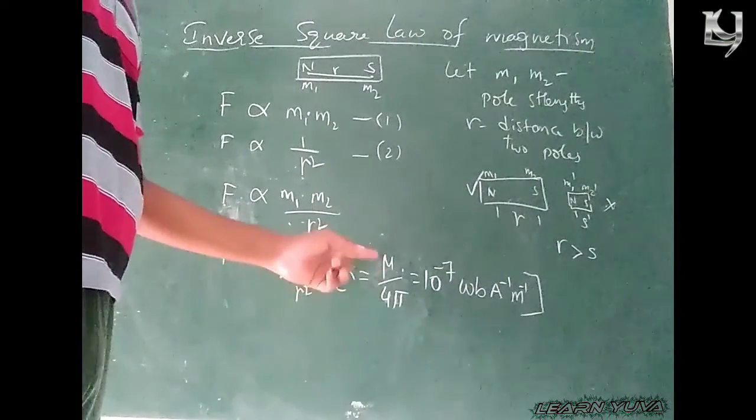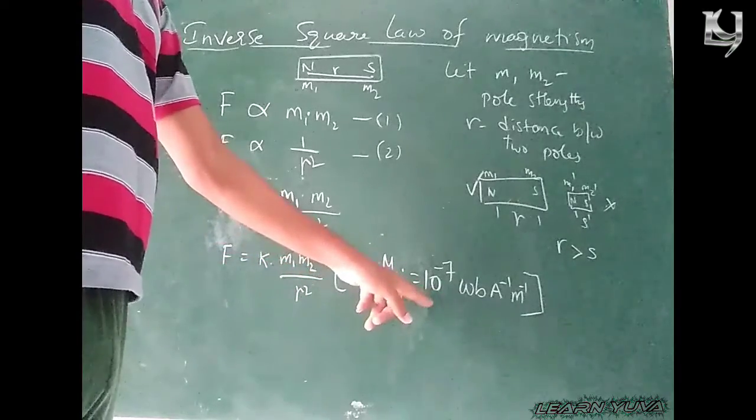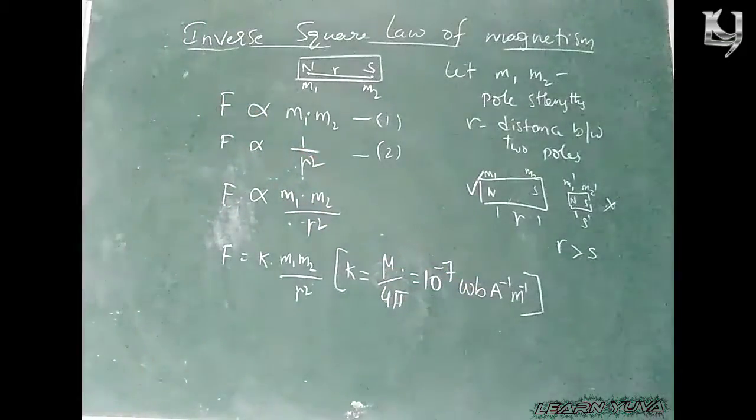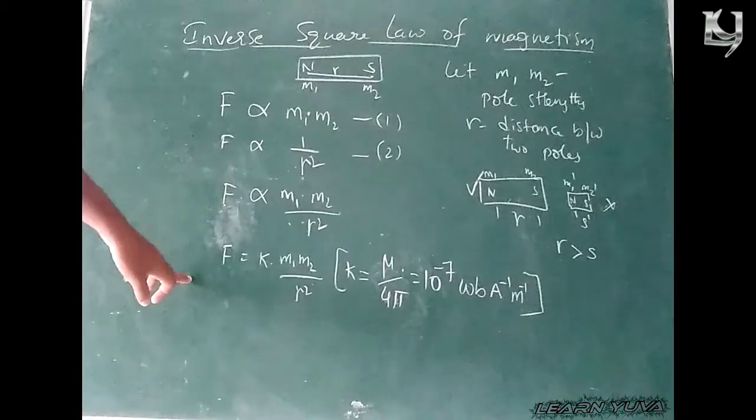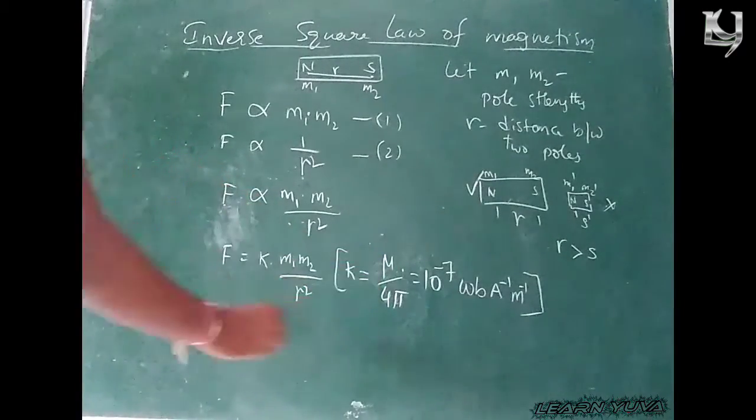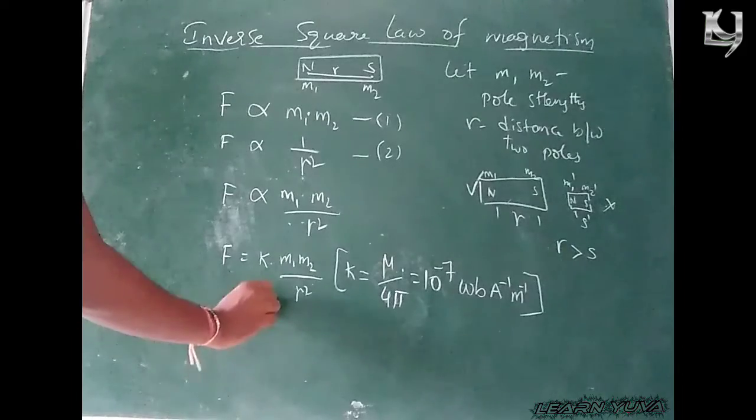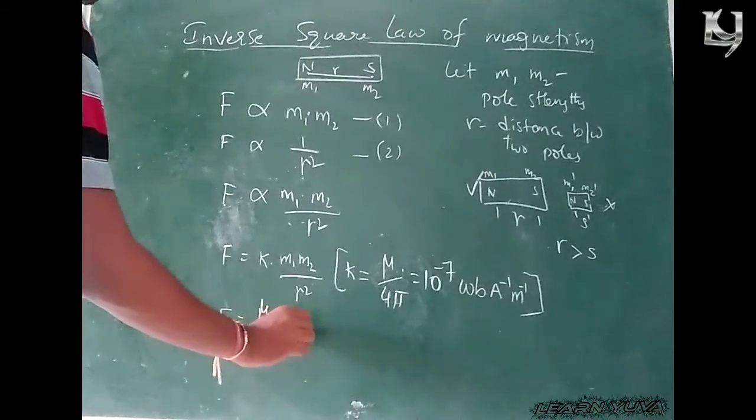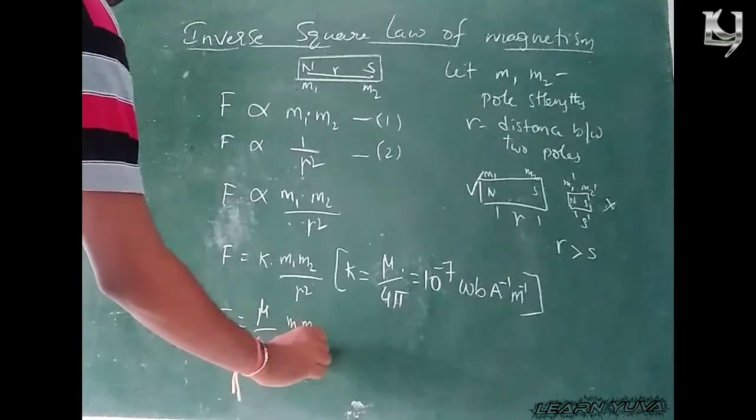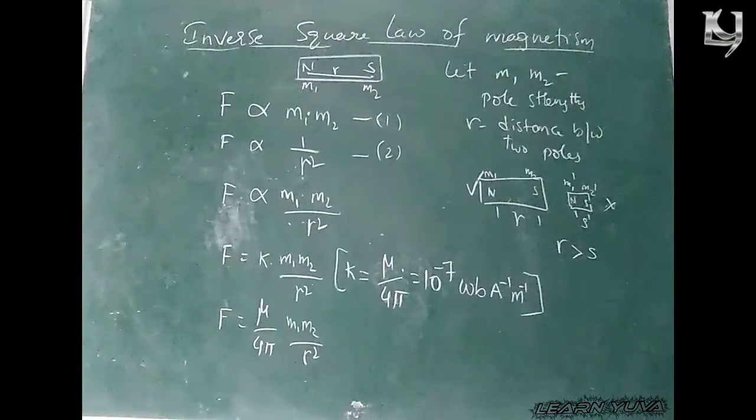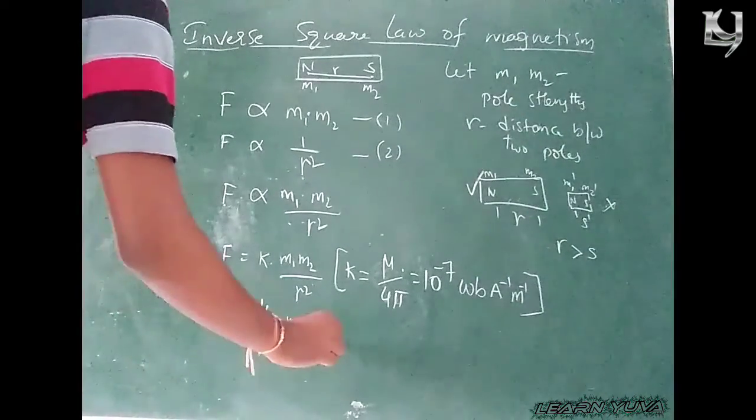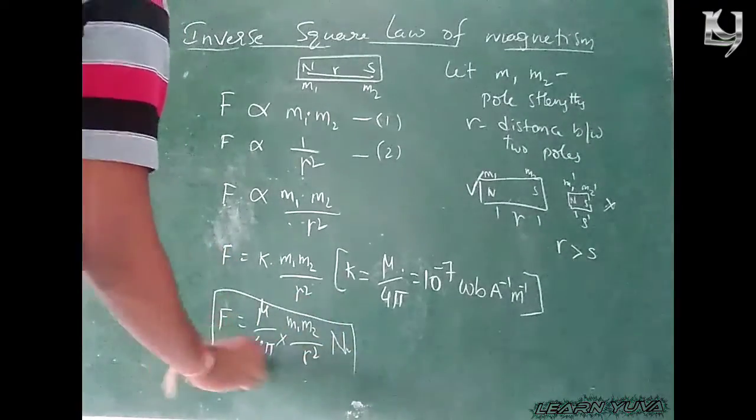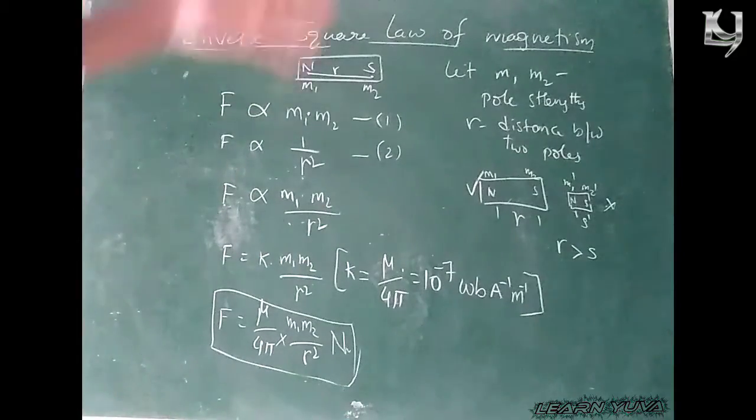So k value is mu by 4 pi, and this value is 10 power minus 7. K is the constant and it has the unit Weber per ampere meter. So F is equal to, instead of k, I am writing mu by 4 pi into M1 M2 by R square. Force unit is Newton. This is the formula for force, the inverse square law of magnetism.